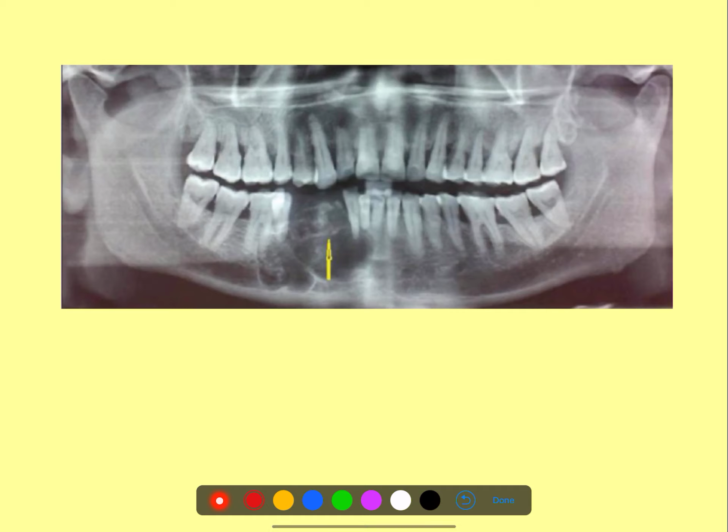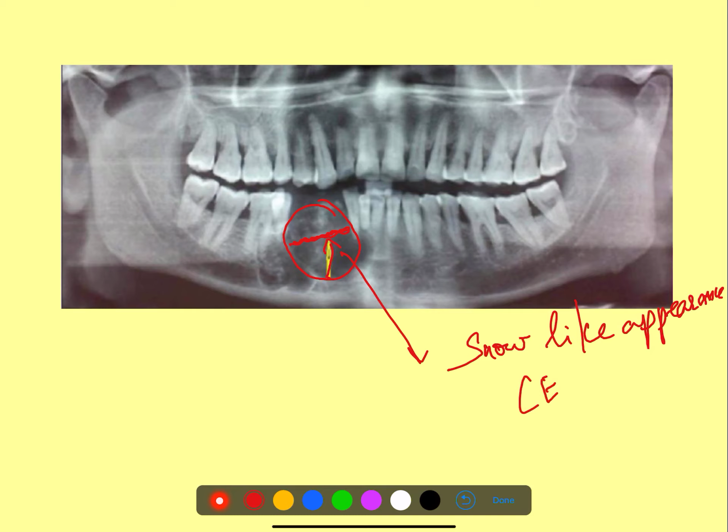In this radiographic appearance, you can see the arrow mark, a radiopaque line seen in the radiolucency. So this type is called a snow-like appearance, which is mostly seen in CEOT. Snow-like or snowstorm or snowflake type of appearance in CEOT.